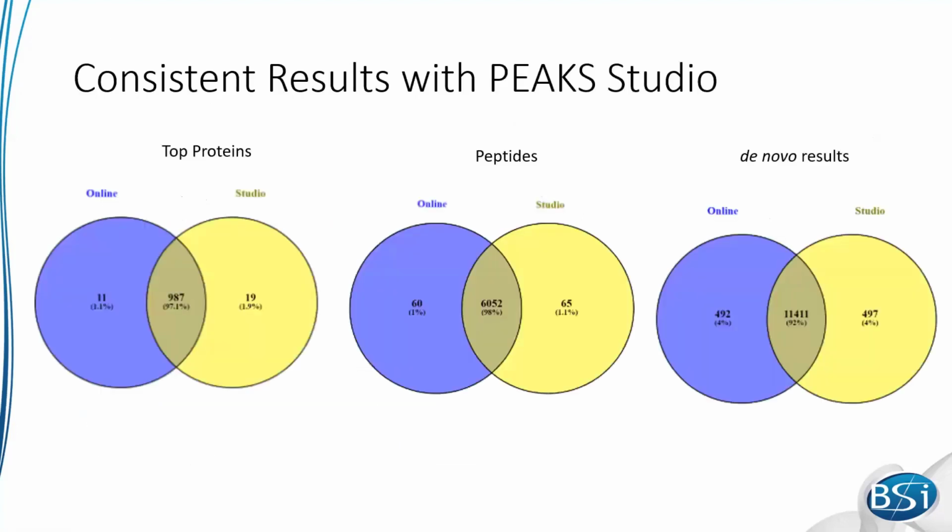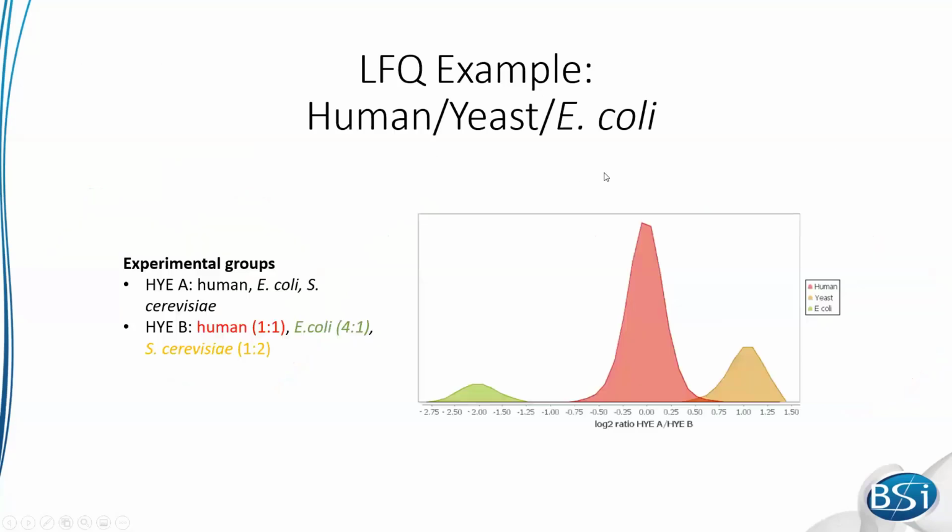Just a quick note about the consistency of the results from Peaks Online with Peaks Studio. We've done some testing to make sure that the results from Peaks Online and Peaks Studio are always consistently similar. Looking at the same data set between Online and Peaks Studio, generally speaking, you're within 2% in terms of the number of proteins and peptides identified, and also quite similar in terms of the de novo results. So I just wanted to mention that.